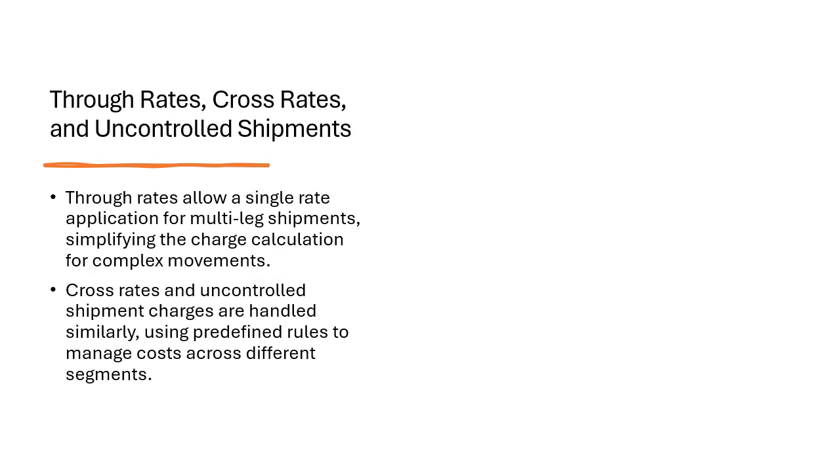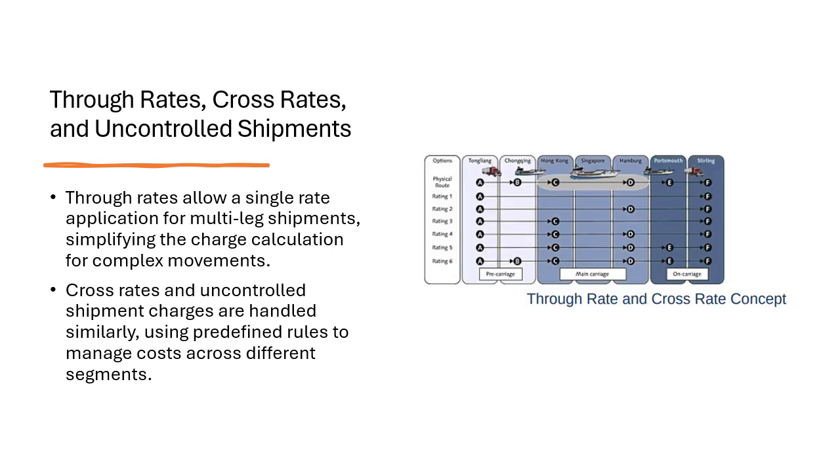And next is through rates, cross rates and uncontrolled shipments. So through rates are end-to-end rates calculated from origin to final destination. So commonly used in ocean freight. Cross rate involves separate charges for each leg of the journey, such as pre-carriage, main carriage, and on carriage. So which are calculated independently. So this figure shows how SAP TM manages the concepts of through rates and cross rate, which shows how charges can be determined for different transport stages, such as pre-carriage, main carriage, and post-carriage.